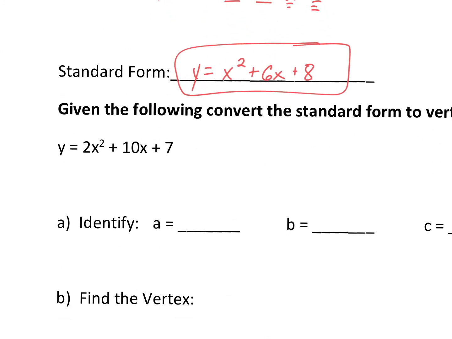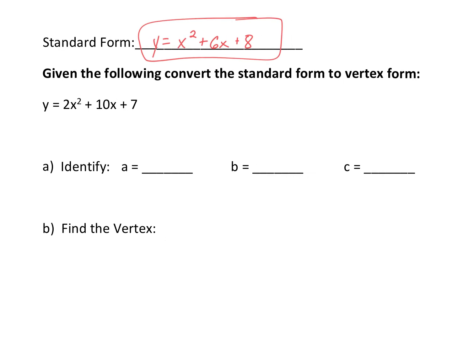Second to last thing, vice versa. This is a lot like what we did the first day. If you get standard form and you're going to vertex form, you just have to find the vertex. So we have to find A, B, and C. What are they? 2, 10, and 7. We're actually going to make this 1, 10, and 7. I'm going to change this problem to a 1 just because it becomes prettier. It's not a decimal if I do this.